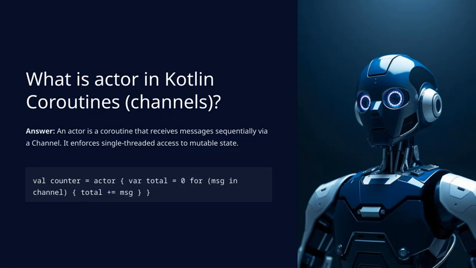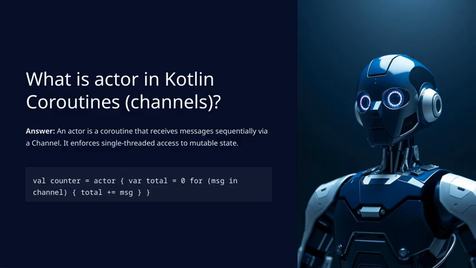So let's talk about what an actor is in the context of Kotlin coroutines and channels. Essentially, an actor is a coroutine that receives messages one after another through a channel. This means it processes messages sequentially, which is really useful for managing state safely. One of the key benefits here is that it enforces single-threaded access to mutable state, helping us avoid common concurrency issues like race conditions. For example, in the code snippet, we create an actor called counter, which maintains a total.